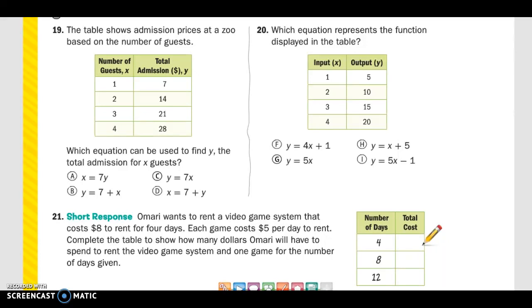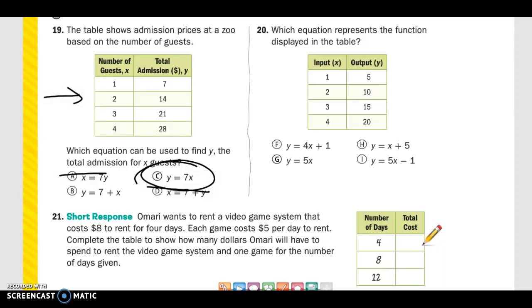The table shows admission prices at a zoo based on the number of guests. So, this is our table. Which equation can be used to find y, the total admissions for x guests? So, we always know it's going to start with y equals, so we can go ahead and cross out these two. And now we're going to see, are we going to multiply or are we going to add? So, how do I get from 1 to 7, 2 to 14, 3 to 21, 4 to 28? You're going to say, we're going to multiply. So, our answer is C.